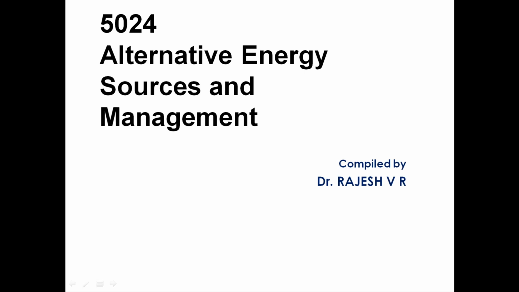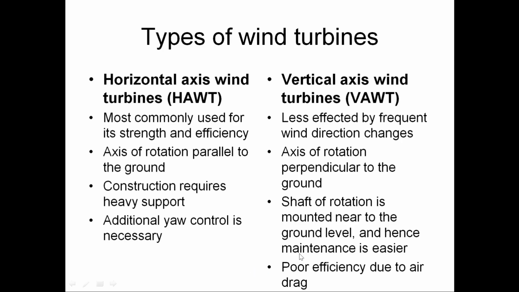Welcome back, students. So we are continuing the discussion on wind energy. So today we are going to discuss types of wind turbines and their components and working. There are two types of wind turbines: horizontal axis wind turbines and vertical axis wind turbines.